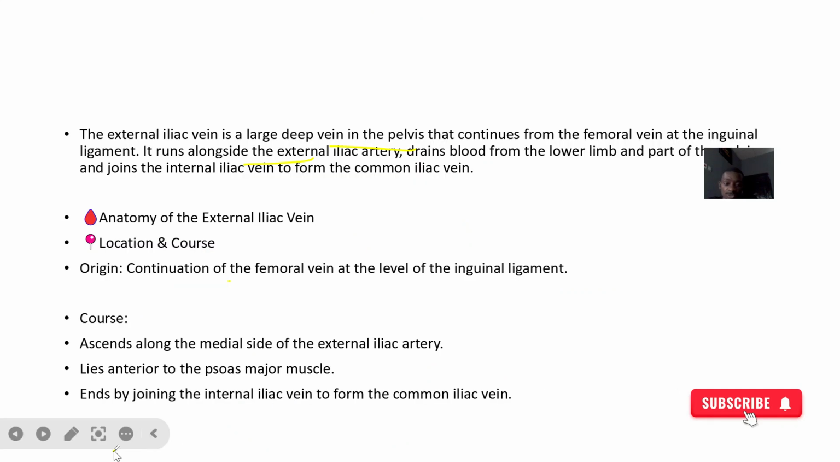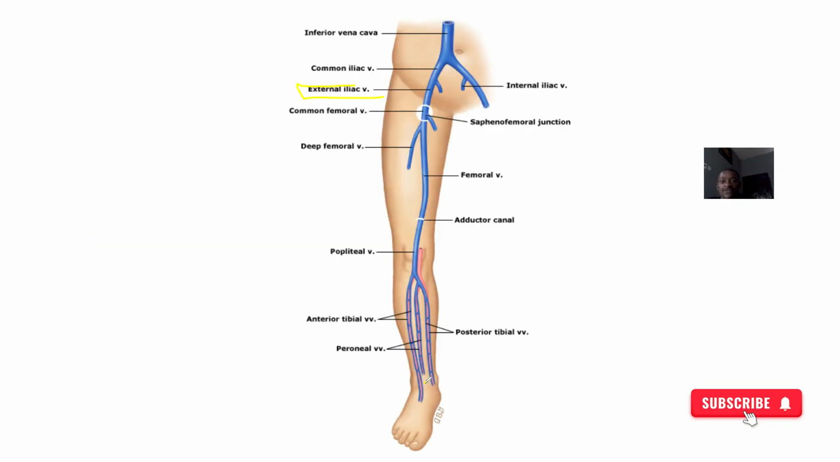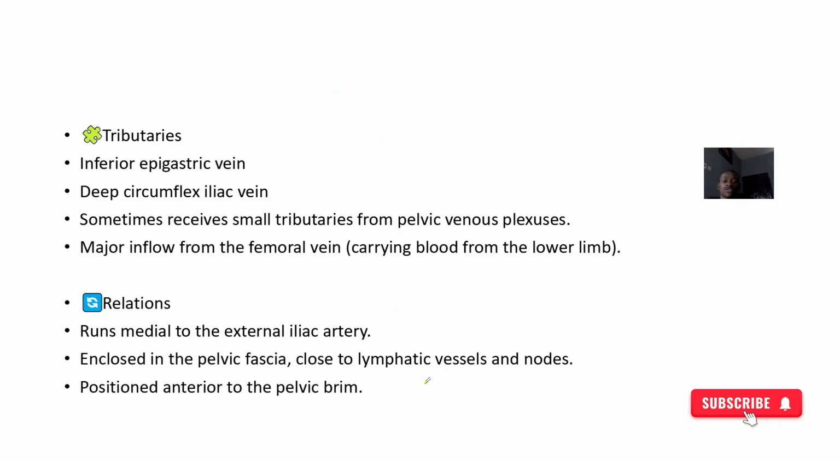It ascends along the medial aspect of the external iliac artery and lies anterior to the psoas major muscle. It ends by joining the internal iliac vein to form the common iliac vein. As for tributaries, it receives blood from the inferior epigastric vein and the deep circumflex iliac vein. Sometimes it also receives small tributaries from the pelvic venous plexus.